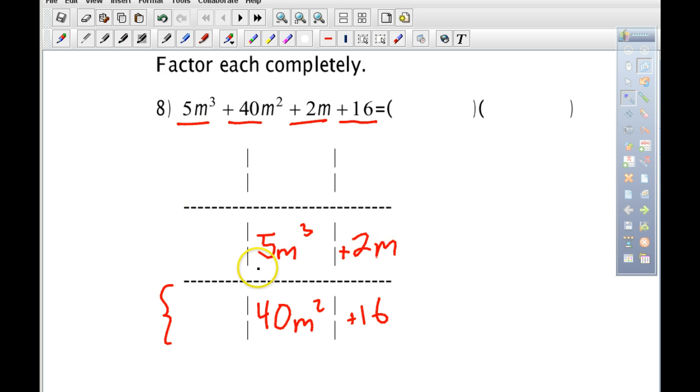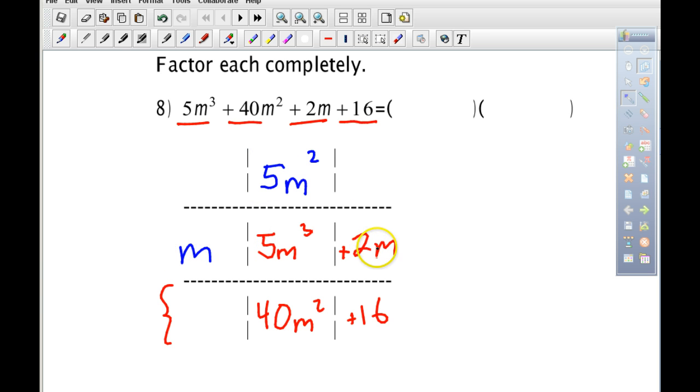GCF of this row. They don't have any numbers in common, but they do have an F in common. This row has 5 and it has 40. So together they have a 5 in common. But this has an n to the 3rd, this has an n to the 2nd, so they both have at least an n to the 2nd. So if you went through and found the GCF of each row, each column, it should work out that what you come up with multiplies back together. So n times 5n squared equals that. So there's 2 ways of getting these answers. So you always have a way to check.